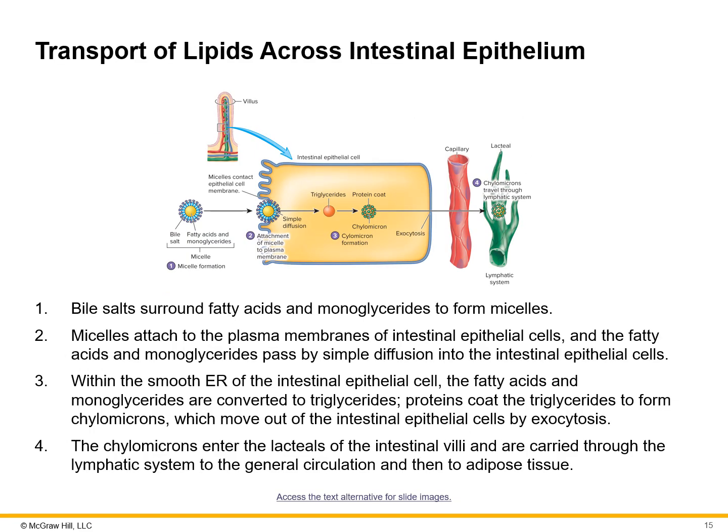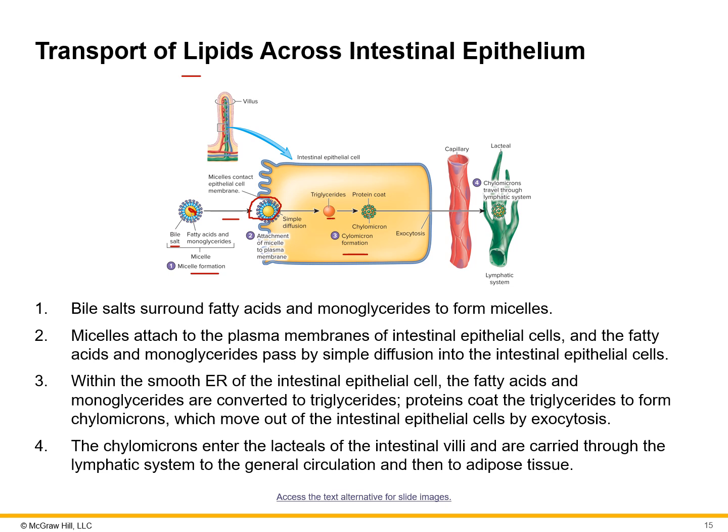If we look at the transport of lipids here, these bile salts are going to surround the fatty acids to emulsify them, forming a micelle. It's just lipids surrounded by the bile salts to make them more soluble. Then that micelle is going to be endocytosed, taken in through the apical membrane into the intestinal cell.